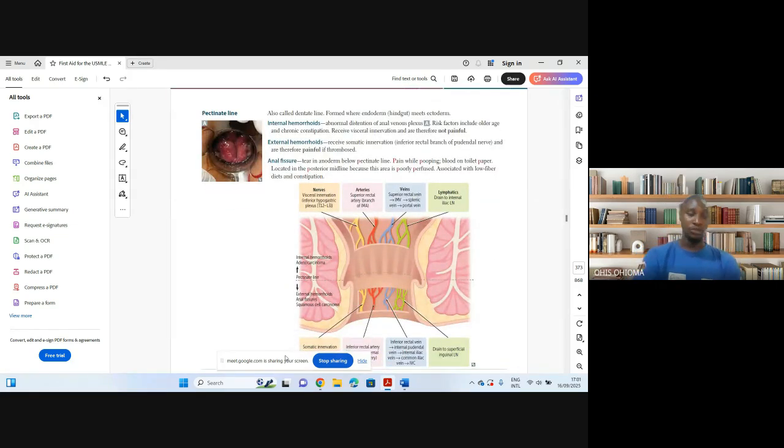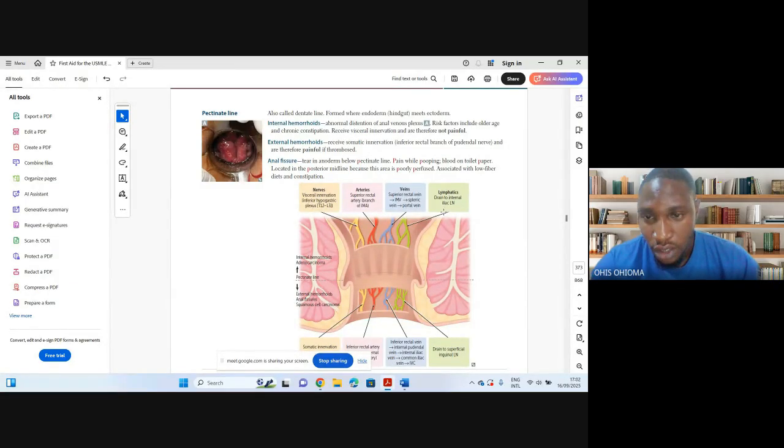Now, this is a very high-yield concept. I want you guys to pay attention. A lot of questions come here for the exam, and so I'll just basically explain what you need to know here. There's a line here known as the pectinate line or the dentate line. This line represents the embryological fusion of the last part of the hindgut and the ectoderm, the skin layer of the anus. And how I remember this is to just remember the navel, N-A-V-E-L, navel.